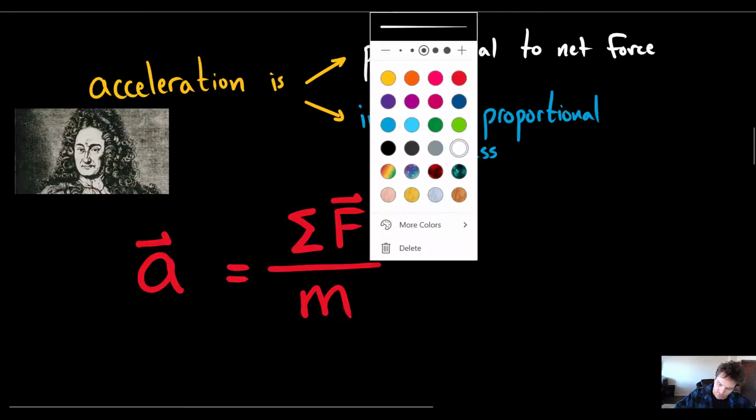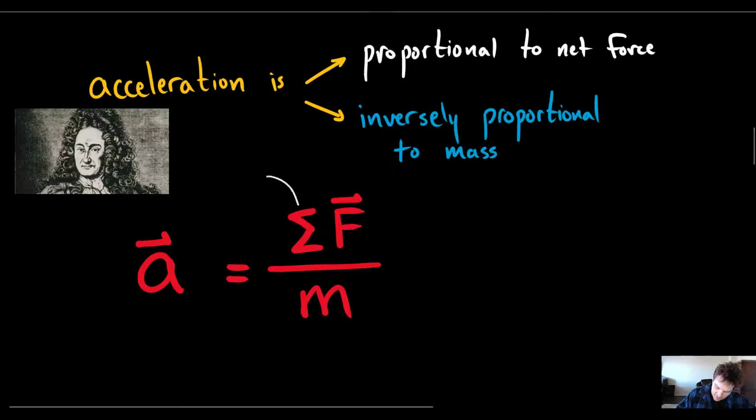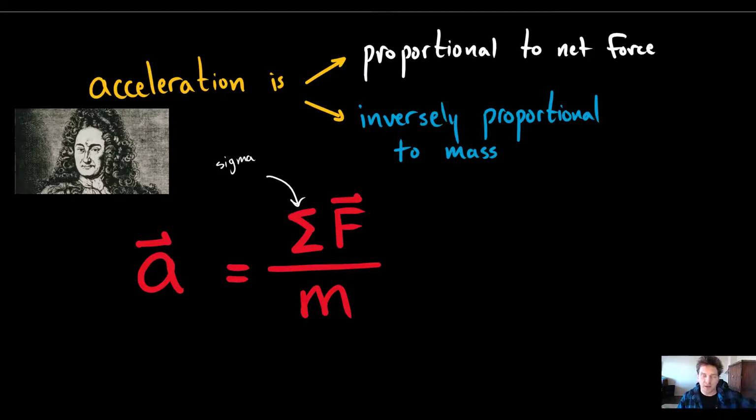And for those of us that maybe don't recognize this little symbol right there, that is the Greek letter sigma, and that is the mathematical symbol for sum. So anytime you see that, basically we're adding all of the forces together. We're summing the forces, the net force. And so this is technically the correct way to write it if we are talking about how Newton really thought about how both of these things, mass and net force, affect the acceleration of an object.